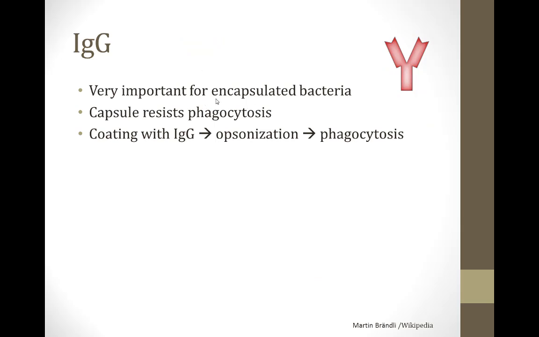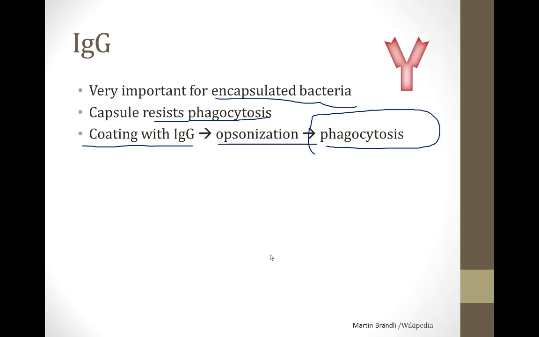IgG is very important for encapsulated bacteria. As you may know, the capsule of some bacteria allows them to resist phagocytosis by macrophages and neutrophils. However, once they're coated with IgG, the IgG molecule serves as an opsonin to draw in the macrophages and neutrophils, and this leads to phagocytosis. And this is a very important way by which you clear encapsulated bacteria from your body.